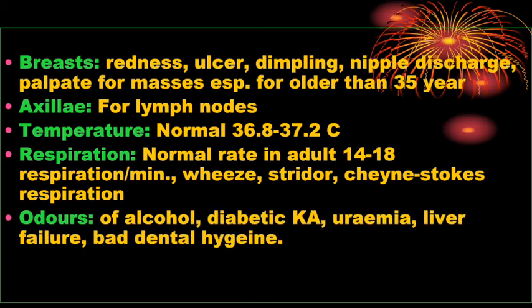Odors are important. If you smell alcohol on the patient, this means the patient is alcoholic. In diabetic ketoacidosis, you smell an acetone smell. If you smell acetone in the ward or from the patient, this gives you a clue that the patient has diabetes, and this is the acute complication of diabetes called diabetic ketoacidosis.